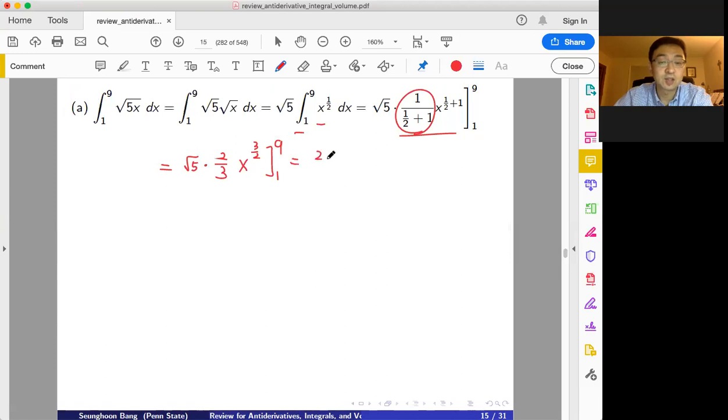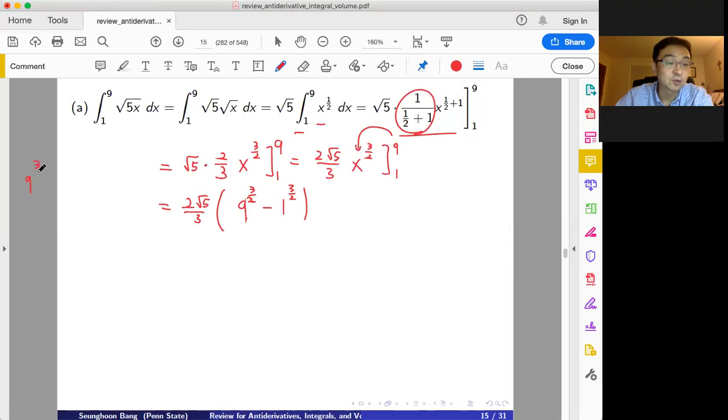So we can change it to root 5 over 3 x to the 3 over 2 from 1 to 9. So like this. Next, you plug 9 into here. You can keep the coefficient 2 root 5 over 3 times 9 to the 3 over 2 minus 1 to the 3 over 2. What is 9 to the 3 over 2?